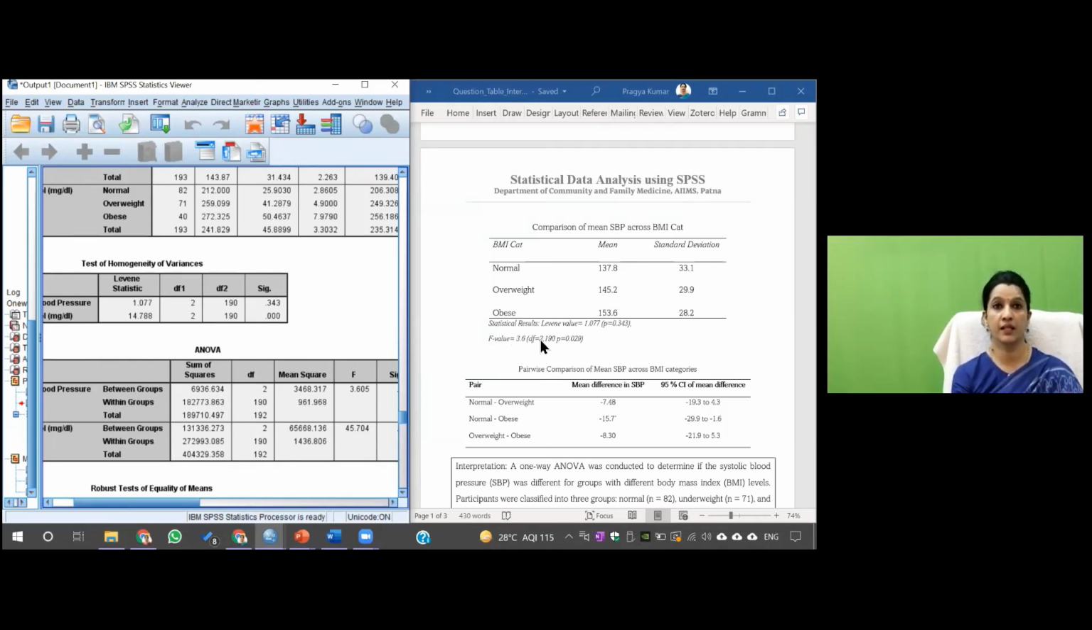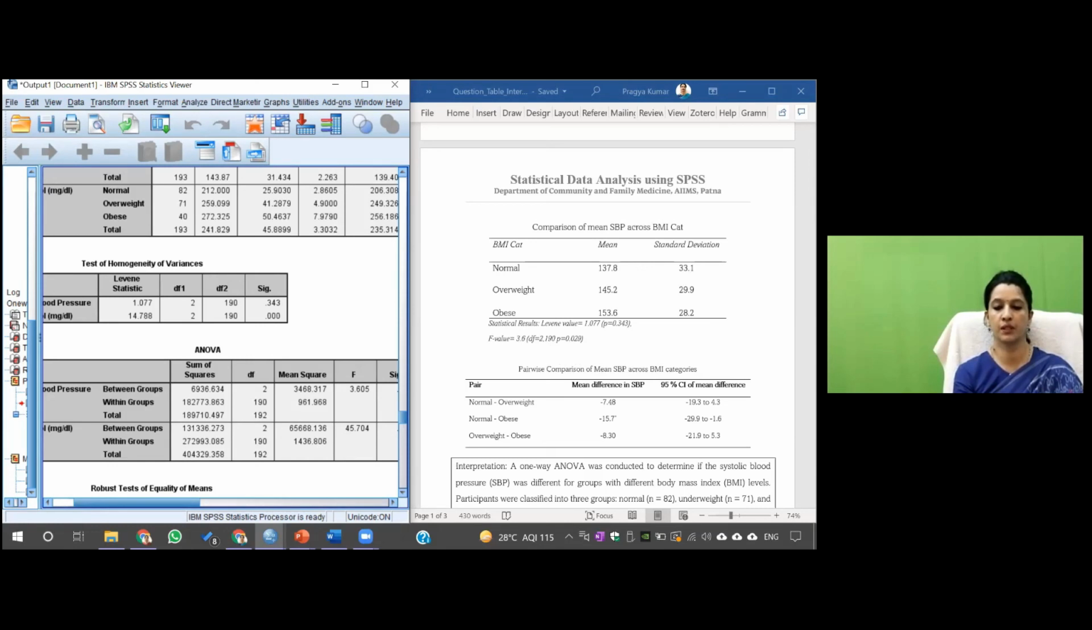So you can see now there are 2 degrees of freedom. Why are there 2 degrees of freedom? Because the 1 degree of freedom is between group. There are 3 groups, so 3 minus 1, 2 degrees of freedom, will be with the between group, and this 190 is the degree of freedom for the within group. So we have reported this result, the P value and the F value.